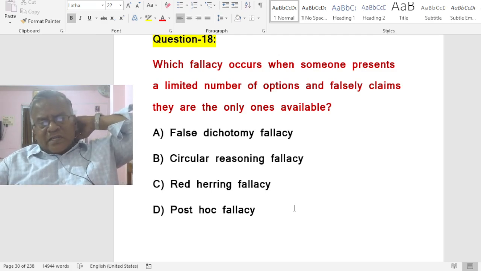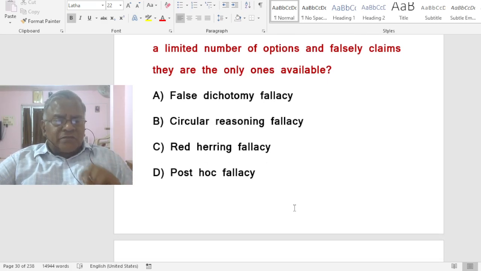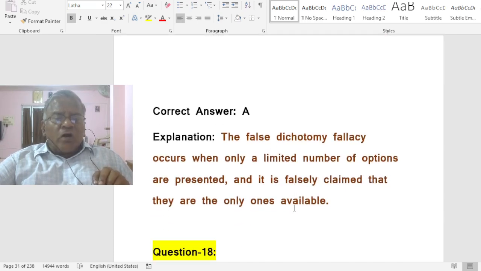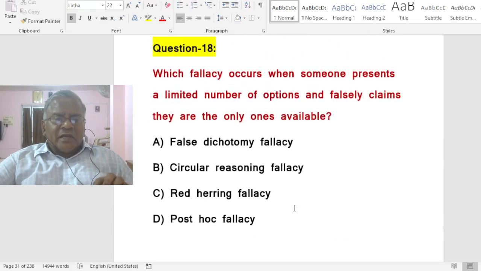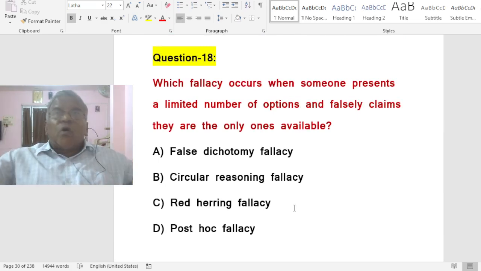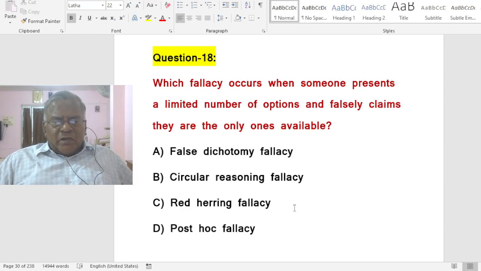Suppose somebody says like that, what type of fallacy is this? There are 4 fallacies given here: false dichotomy fallacy, circular reasoning fallacy, red herring fallacy, post hoc fallacy. What is this? This is called a false dichotomy fallacy. That is, someone presents a limited number of options. There may be more also, but then this fellow says, no, only these 5 are the only options available.